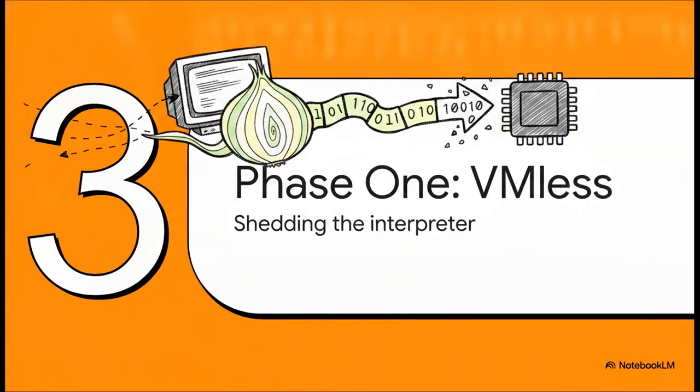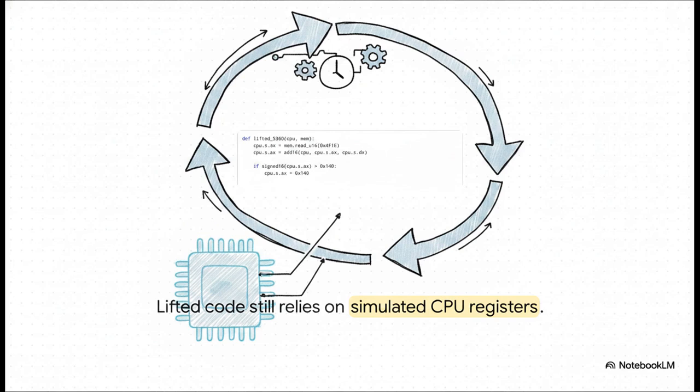Which brings us to Section 3, Phase 1, going VMless. Let's start peeling this onion. Phase 1 is all about removing the instruction interpreter. When a program runs in a normal emulator, there's a giant loop just fetching, decoding, and executing instructions one by one. In the VMless phase, DOS_restore replaces this with directly executable functions in the host language. But there's a catch.